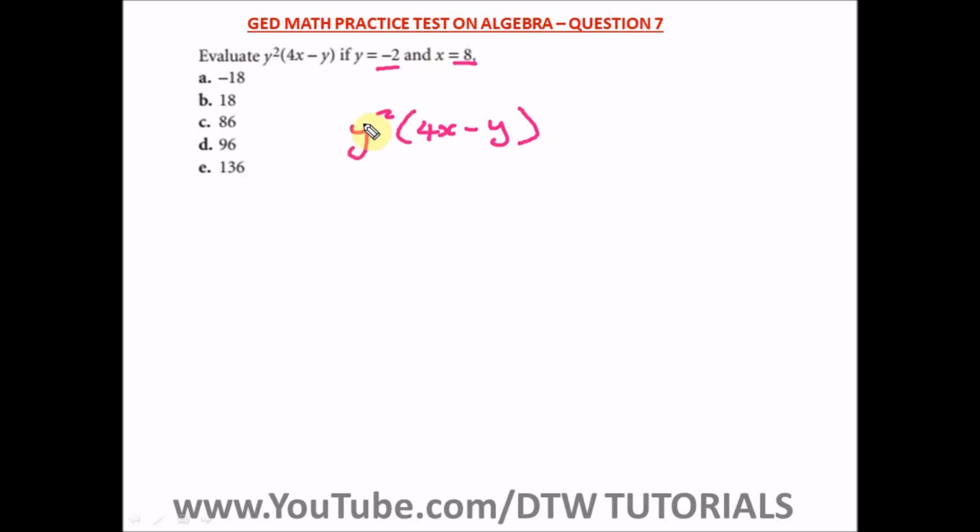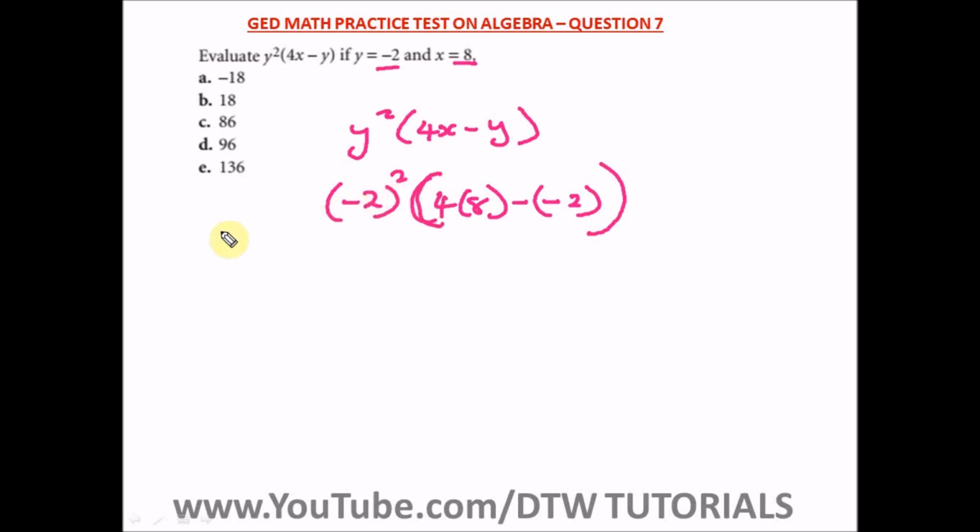Alright, so here we have y squared, that is what? Minus 2 all squared bracket, we have 4 and we have x here, so we'll put the value of x as 8 here. So we have 4 bracket 8 bracket minus, remember, put your minus, then we have y as minus 2, so to be minus 2 all brackets, then close the entire bracket. Okay, so let us simplify this.